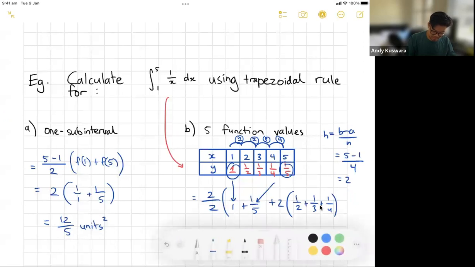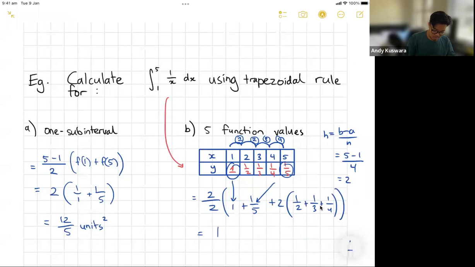Yep. And that there becomes my answer. All right, which is going to be 1. Let's see if I can do this in my head. What's a nice common factor? 5, 2, 3, 4, 20, 60, probably 60.